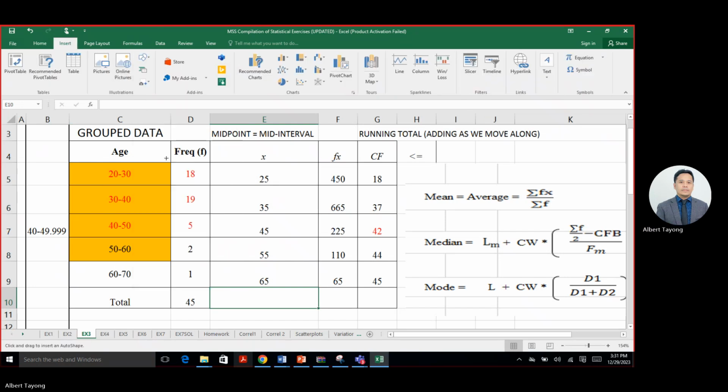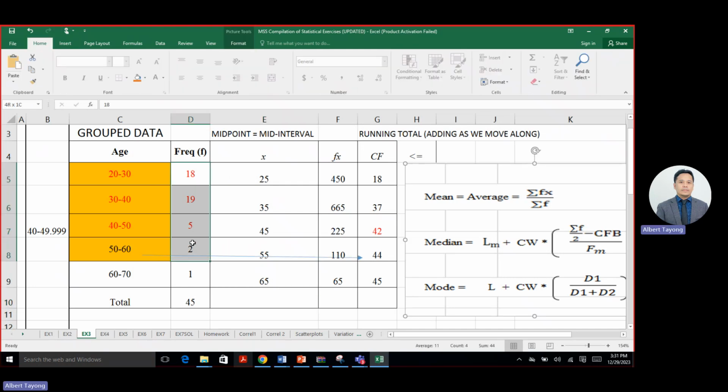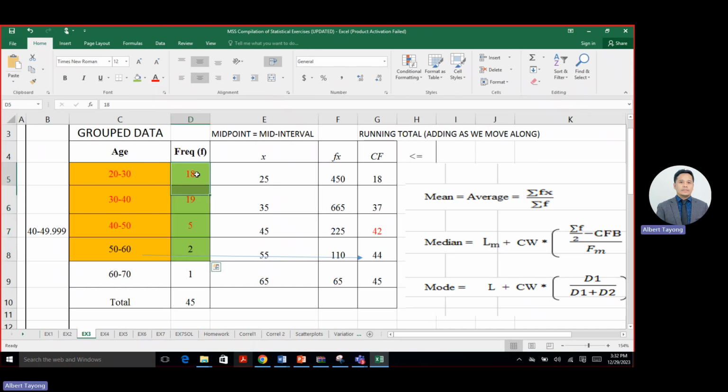Okay. So that is 44 all in all. If we're going to add all of this, 18 plus 19 plus 5 plus 2, that is equal to 44, of course. So the last CF is 45, equal to the total here, because this includes all from 20 to 60 to 70, right? So that is why the last CF is equal to the total of the frequency.